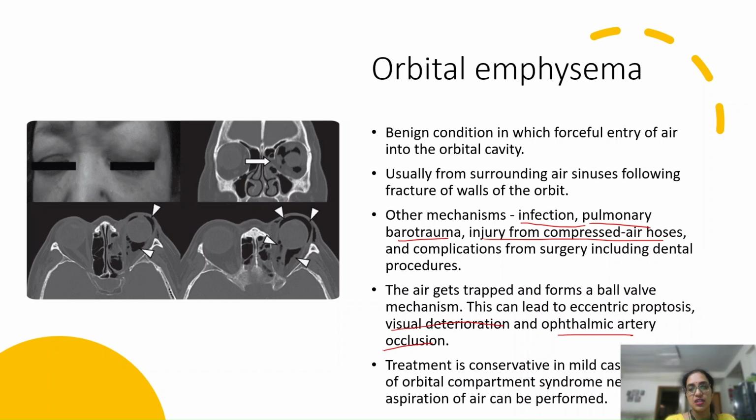So the treatment depends on the magnitude, the ophthalmic features and the degree of proptosis. So if there is imminent danger to the optic nerve, the air has to be relieved and it's usually aspirated using a needle. Otherwise, we can wait and watch. So if the air is trapped under the eyelid as is shown in this case here, you might find subcutaneous crepitus. So crepitus indicates that there is air.